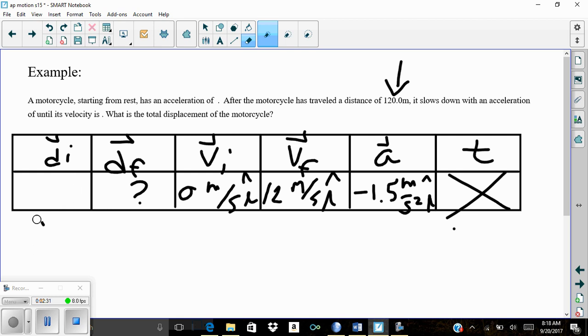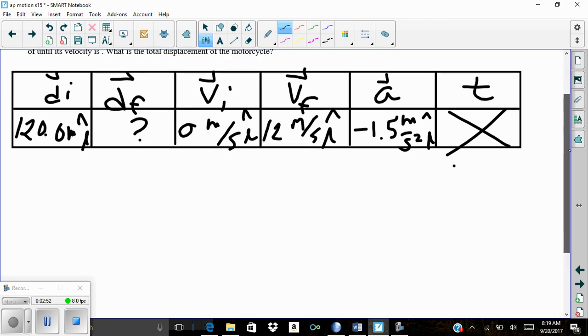So here you go. I'm going to erase that, and now I'm going to write in my 120.0 meters I hat. Okay, so now I'm going to draw my motion diagram.